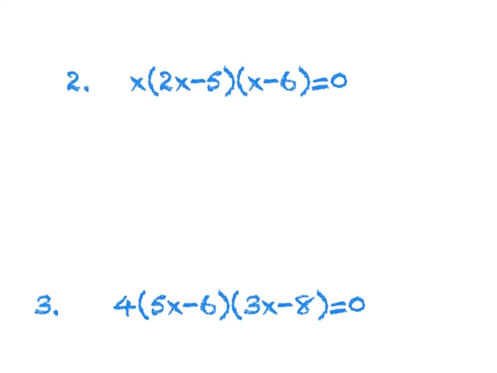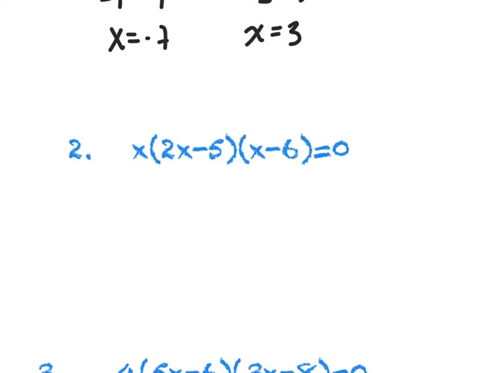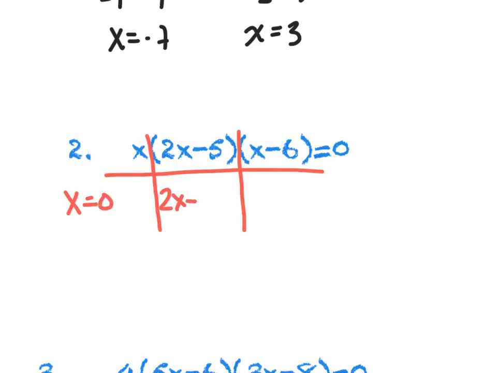Let's try another one. Number 2. x times the quantity 2x minus 5 times x minus 6 equals 0. Now in this case, notice how many x's you have. You have 3, so you should be getting 3 answers. So this one's kind of like a double T. I'm going to tee it up between those two factors and between these two factors. So on this side, I'm just saying x equals 0. Here I'm saying 2x minus 5 equals 0. And here I'm saying x minus 6 equals 0.